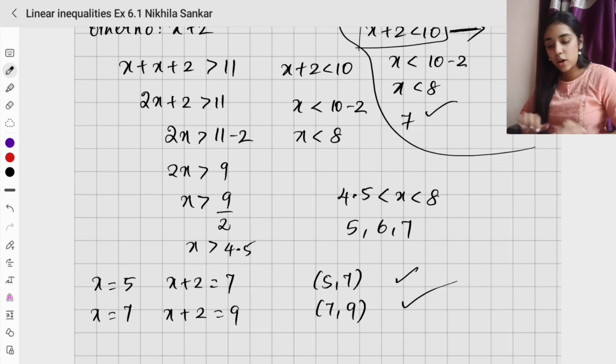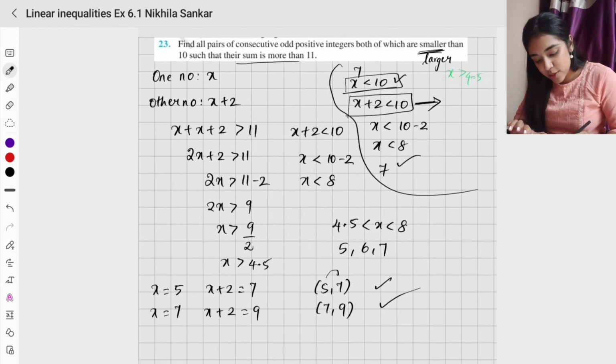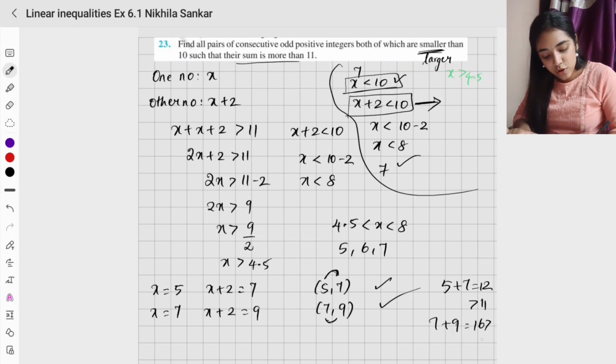So these are my two consecutive odd positive integers such that ரெண்டு நம்பரும் smaller than 10 and the sum is more than 11. Correct? 5 plus 7 என்ன? 12. It is more than 11. 7 plus 9 என்ன? It is going to be 16, which is also more than 11. Okay? So this is my final answer. Please copy.